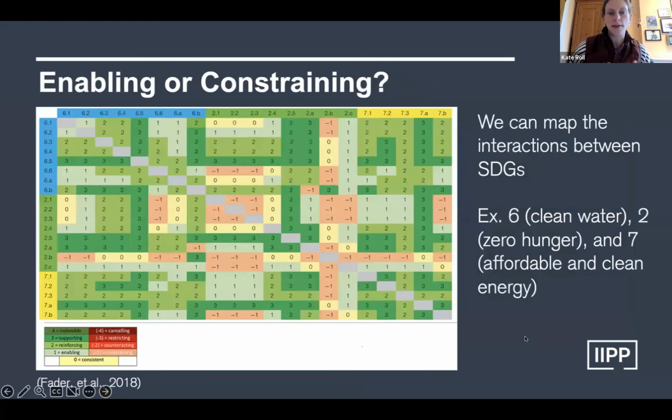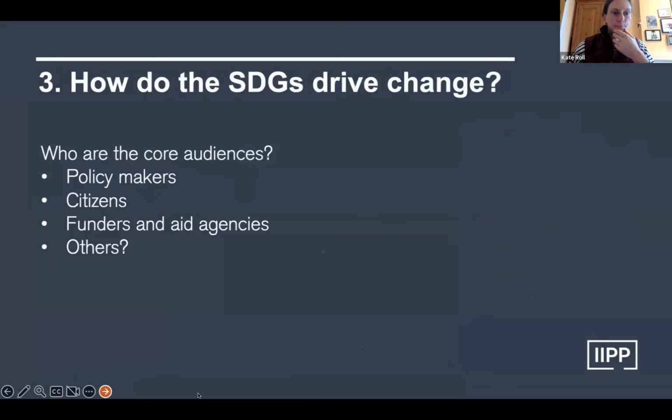There's really great scholarship on this. This is a table where the author looked at the interactions between clean water, affordable energy, and hunger, and basically coded them as either reinforcing, where progress on one goal would enable progress on another goal, and then the ones in pink are where there's constraining, where maybe intensifying agricultural production would decrease the likelihood that we're able to put important land into conservation. So we've got some really interesting tensions even within the SDGs that are worth considering in your work.